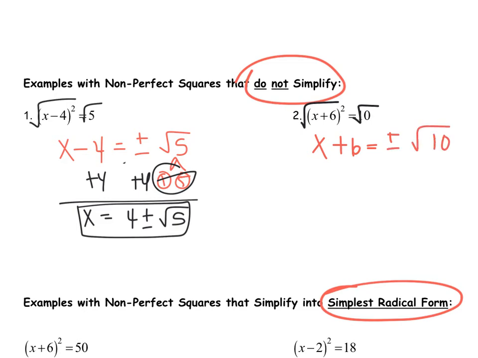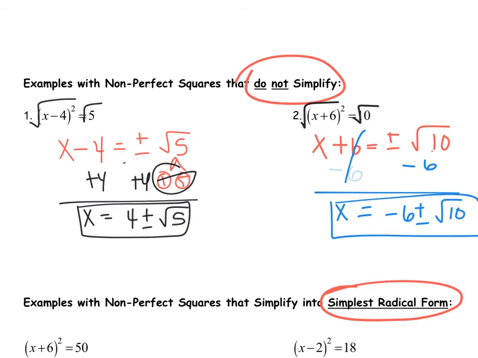I say to myself, can I break apart a radical 10? I get 2 and 5. There are no doubles, so I can't even do it. So remember, double on the inside, single on the outside. I now take away 6 from both sides. 6 is canceled, so I get x equals negative 6 plus or minus radical 10. You don't have to type it in your calculator or anything, you just leave it like that.